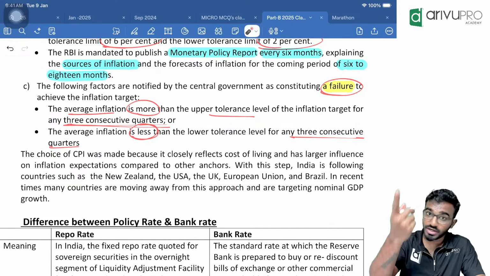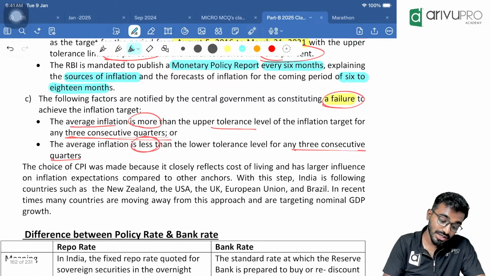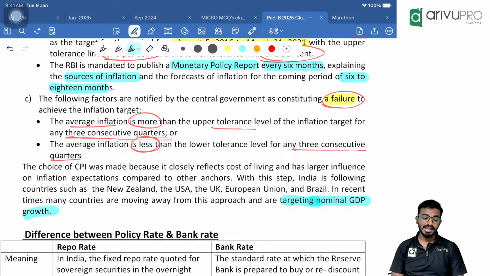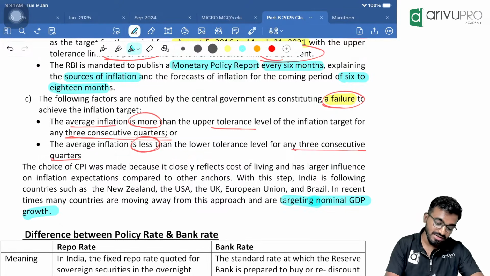Going further, in future days, just as we have inflation targeting as a concept, we will also come up with nominal GDP targeting for the growth rate. This was your chapter number 8. Clear? So, inflation targeting concept under the monetary policy framework agreement.